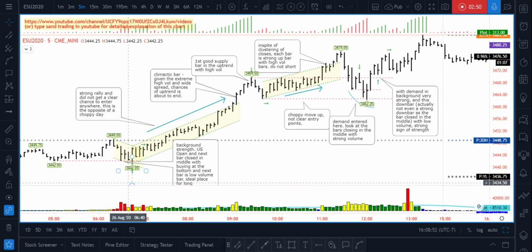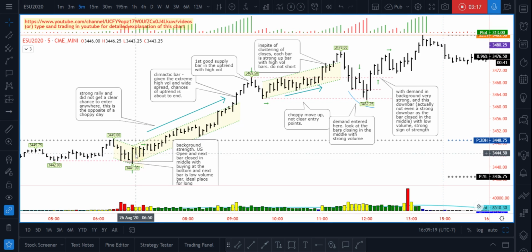Then look at this bar. This is extremely weak. You see this low volume compared to these bars. Look at the volume on this bar, right? It's extremely low, and the bar is narrow. So with the strength of demand in the background and a narrow supply bar, this is an ideal place to take a long. Okay, and I took a long in this bar.